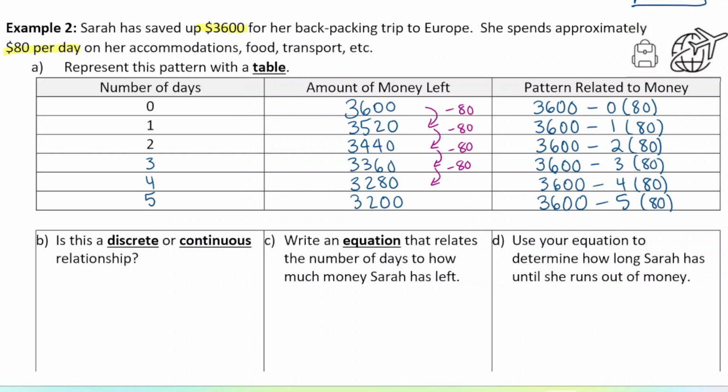Okay, so again, after 1 day, we've subtracted 80 one time. After 2 days, we've subtracted 80 twice. After 3 days, we've subtracted it 3 times, and so on.